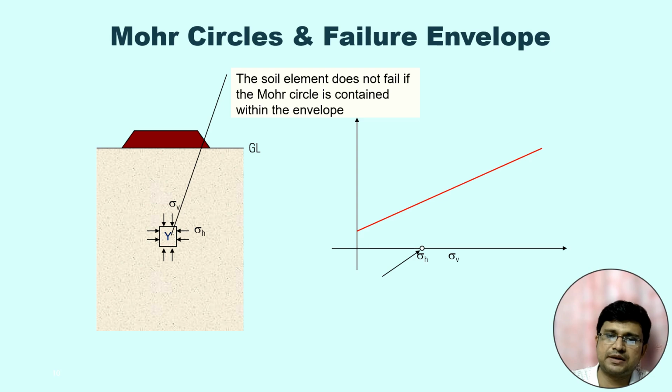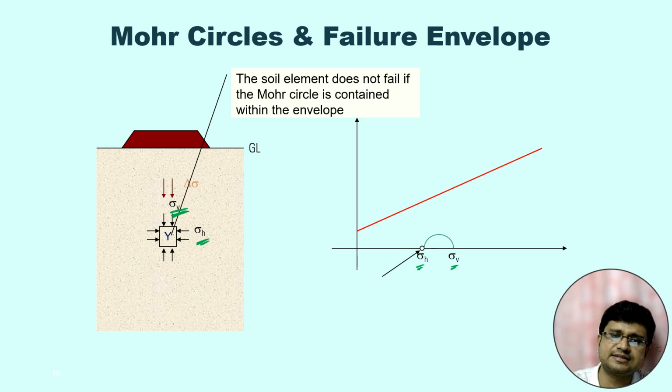So suppose this is one particular point with vertical stress sigma v and horizontal stress sigma h. Obviously sigma v is greater than sigma h. Sigma v is gamma z, sigma h is k0 gamma z. At rest condition sigma h is less than sigma v. So the Mohr circle will look like this.